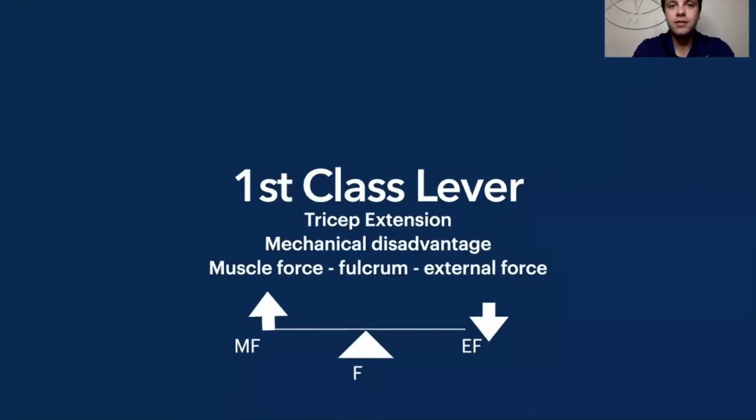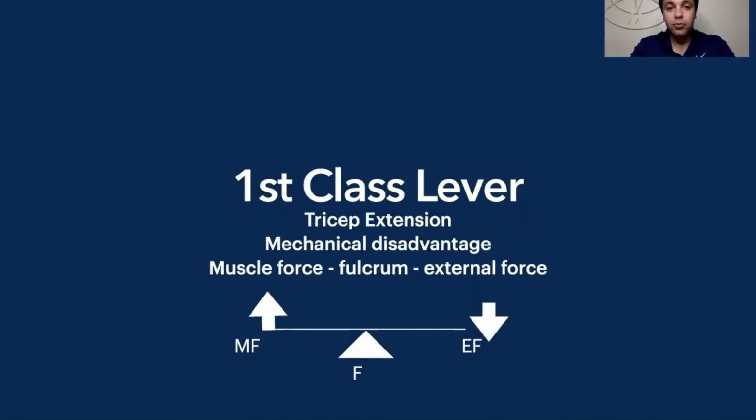A first class lever is designed or oriented in what we see below here. So what we have first is the muscle force on one side of the axis or the fulcrum. Then on the opposite side, we have the external force. And so they act on opposite sides of the fulcrum. And with the first class lever, we have what's called a mechanical disadvantage.